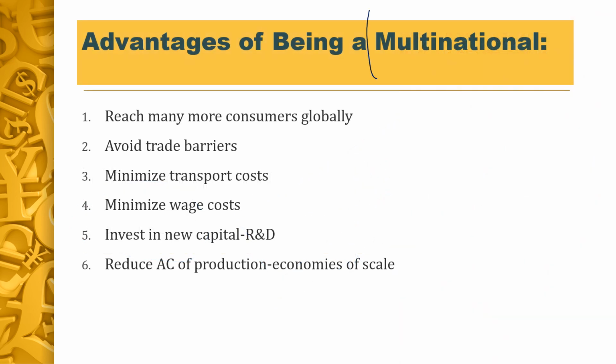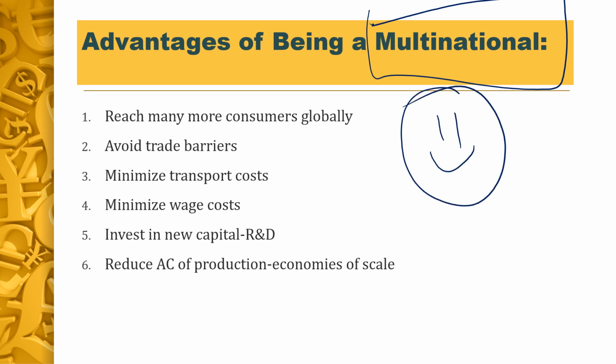Now, for the multinational itself, what are the advantages of it? First, they have a greater customer number, which means they can reach many more customers or consumers globally. Also, because the multinational is too big, it can avoid trade barriers such as tariffs or quotas that we would be discussing later on. And other than that, they are operating in other countries, remember, so they don't need to actually import from the home country. And this would lead to less transport costs.